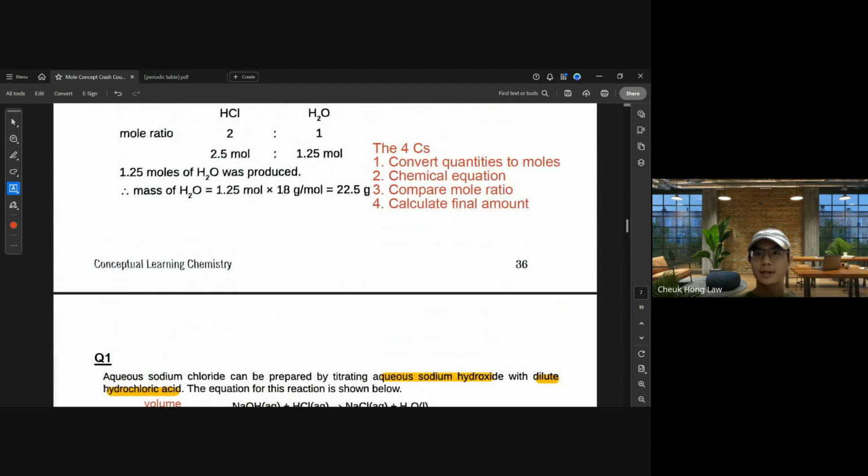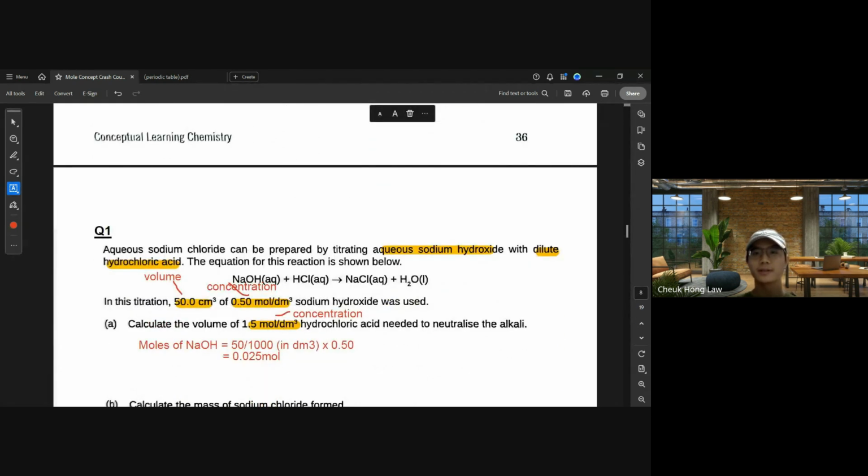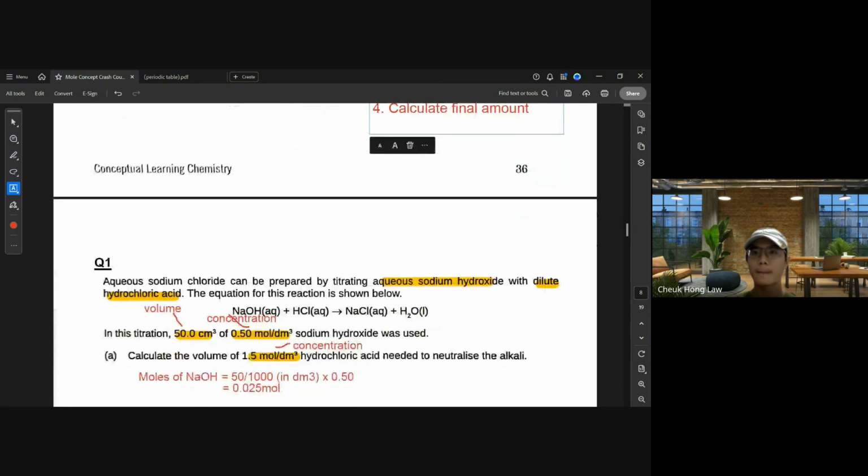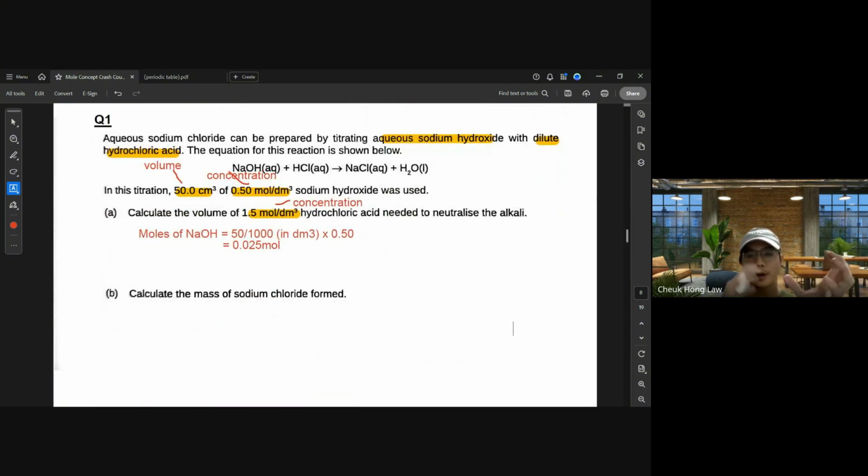Second step, chemical equation. In this case, they actually did it for us already. The question is very kind. They already wrote the chemical equation for us. But in some scenarios, we do have to write it ourselves. Since they've done it for us already, we can skip to step 3, compare the mole ratio. When you're comparing mole ratio, it's always between two things, two substances.